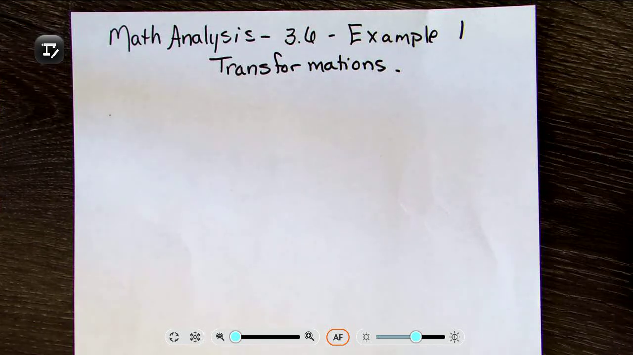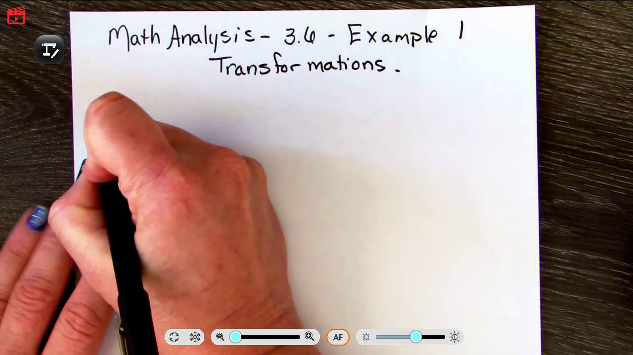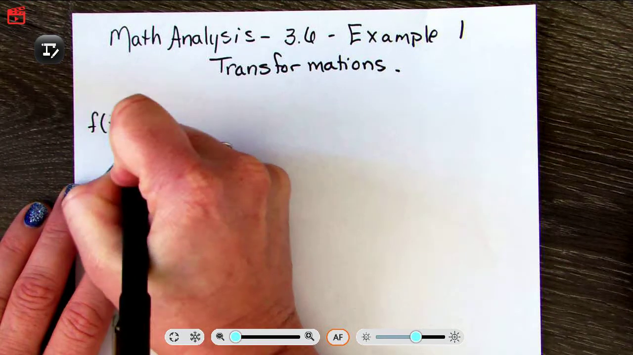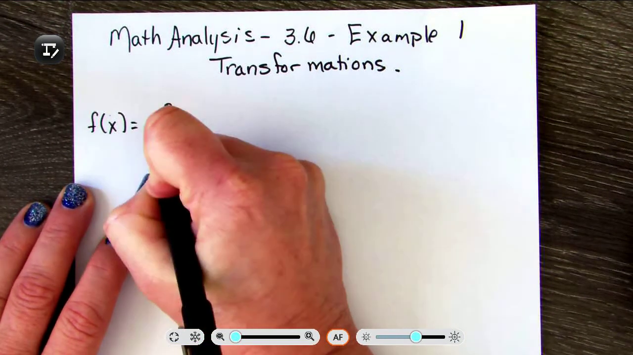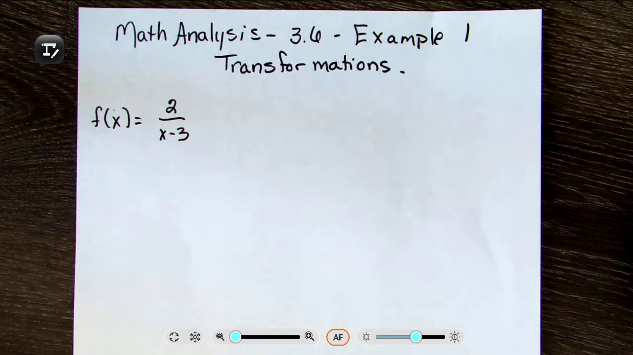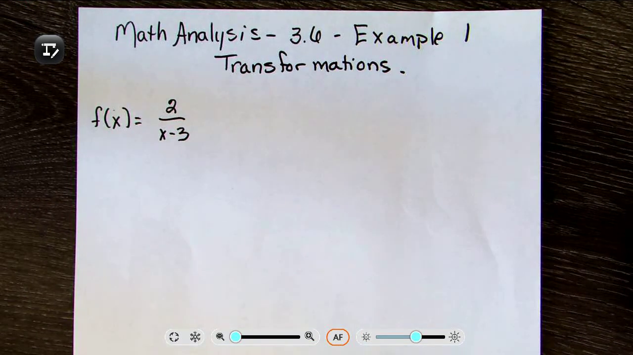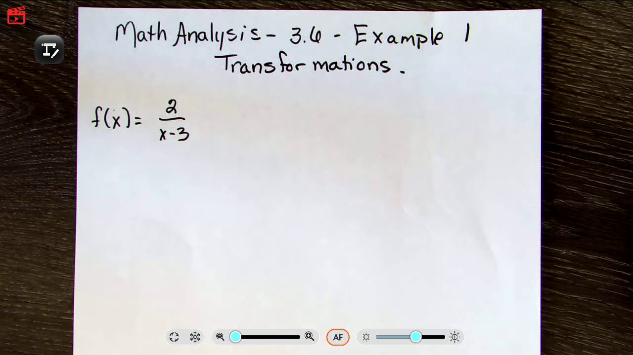Hi everyone, let's start this 3.6, actually working through some examples. These first few I'm going to do are going to be reminding us that some of these come just from a simple transformation, although they may not look like it to begin with. So the first one I'm going to do is this function, look at it as 2 over x minus 3. So we can see those asymptotes showing up and so forth.